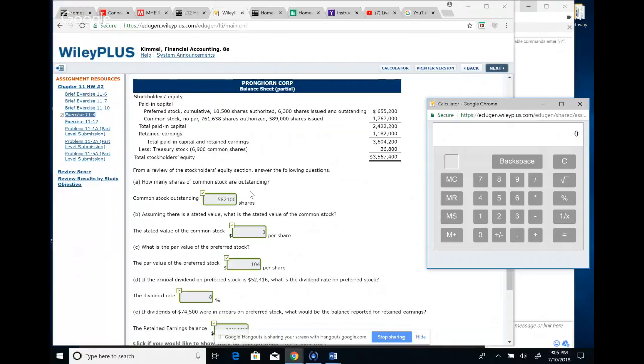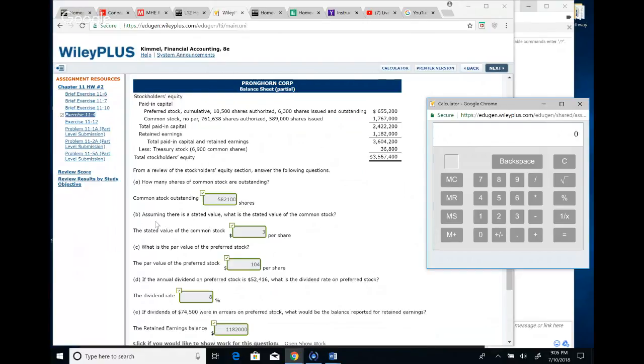So for part A of this, you need to find out how many shares of common stock are outstanding. They're asking how many shares are still out there from the common stock. So you issued 589,000 shares, but down here in the treasury stock, you had 69,000 returned back to you that you bought back. So if you subtract those two, you end up with 582,100 shares.